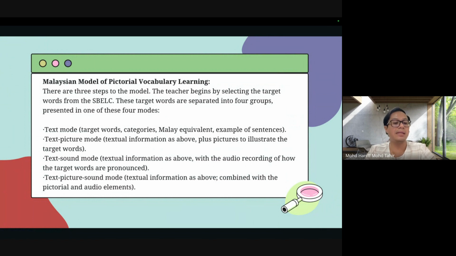And last but not least is the text picture sound mode, which involves the textual information as above combined with the pictorial as well as the audio elements. These four different modes are used to present the target words in order for the students to learn the vocabulary in a better manner.